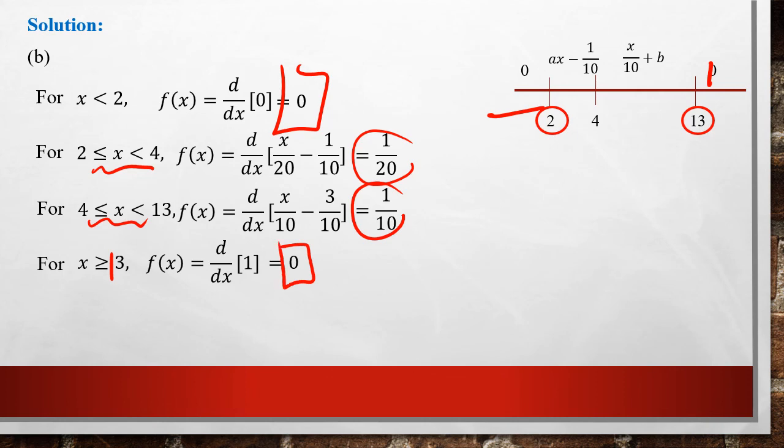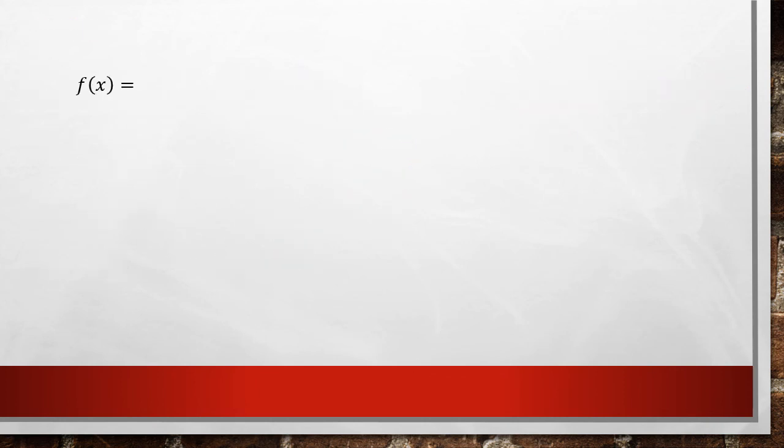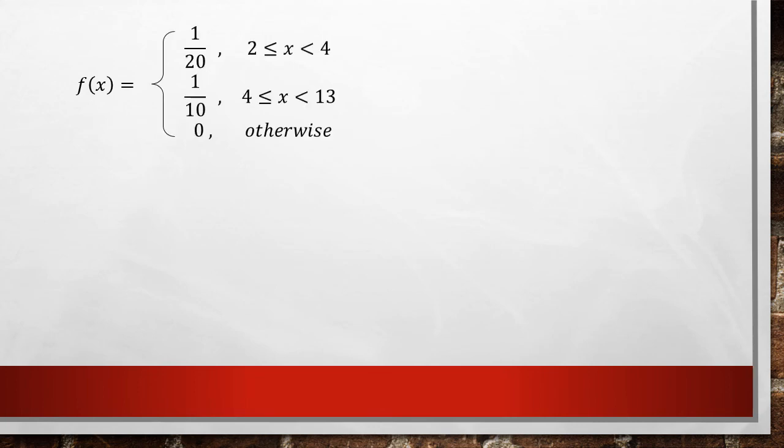So the final answer f(x), the PDF, is equivalent to bracket of 1 over 20 for x in between 2 to 4 and 1 over 10 for x in between 4 to 13. And 0 for otherwise. Other than these two intervals, the function will be 0.